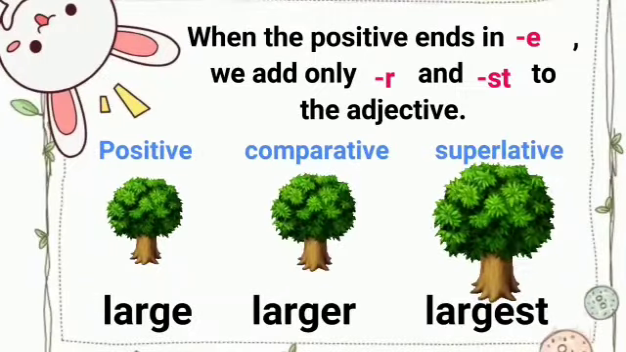Children, when the positive ends in e, we add r in the comparative degree and st in the superlative degree. For example, large, larger, largest. As the spelling of large ends with e, in comparative you are going to add r, in superlative you are going to add st. So it will be large, larger, largest.